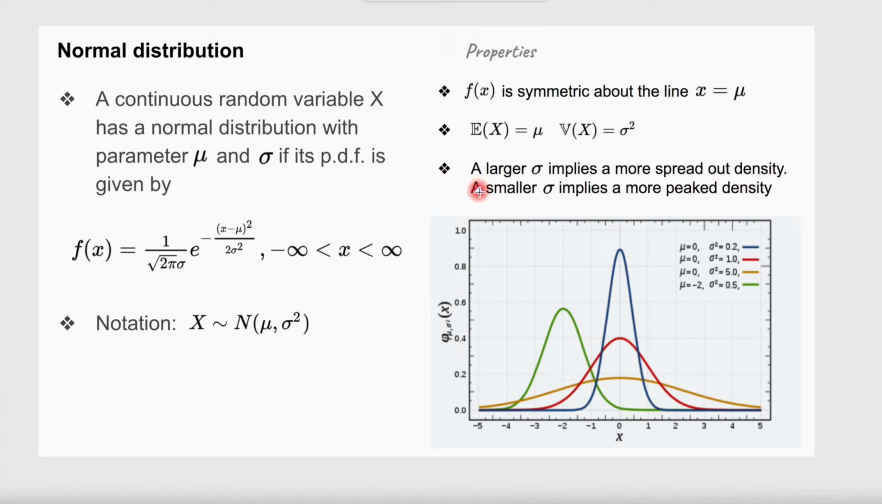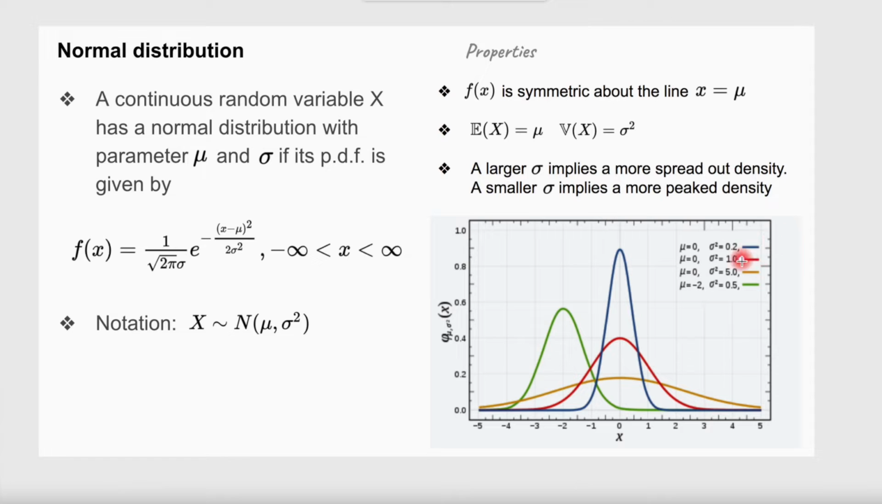The next property: a larger sigma implies a more spread out density. A smaller sigma implies a more peaked density. Now let's look at some examples. There are 4 curves here corresponding to different mu and sigma. The first one, the blue curve, mu equals 0, sigma squared equals 0.2. You can see the blue density curve is symmetric around the line x equals 0. And because the sigma squared is small, the curve is very peaked.